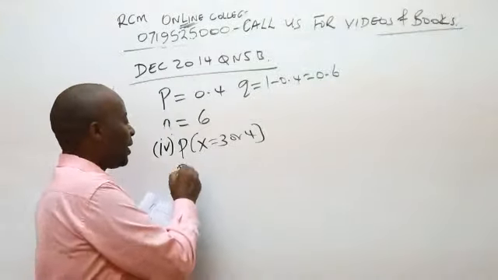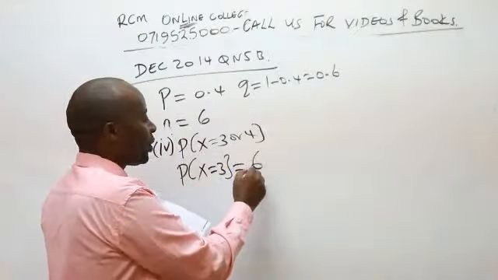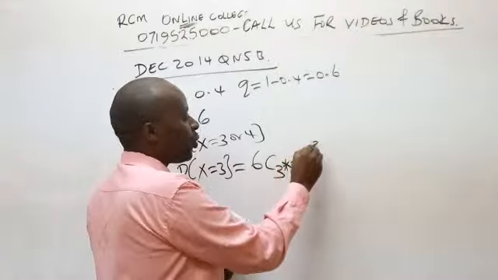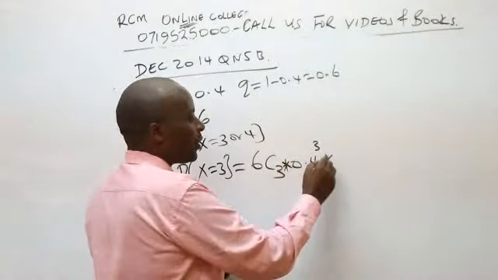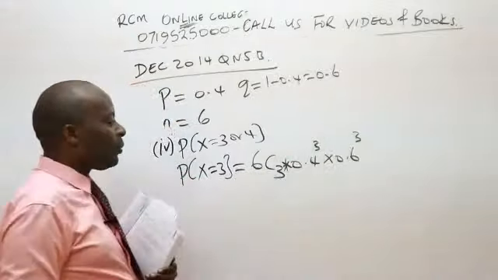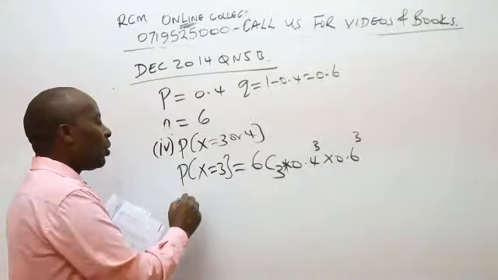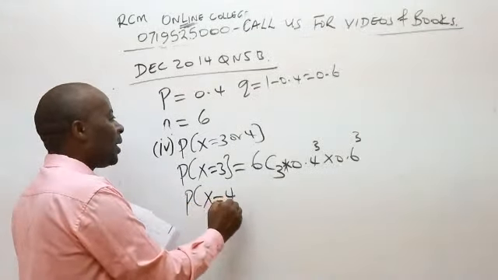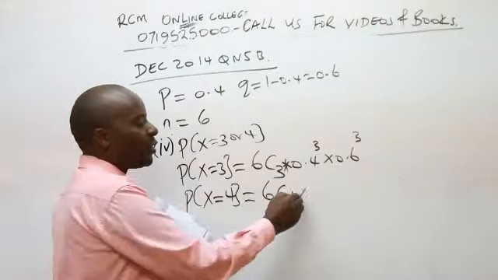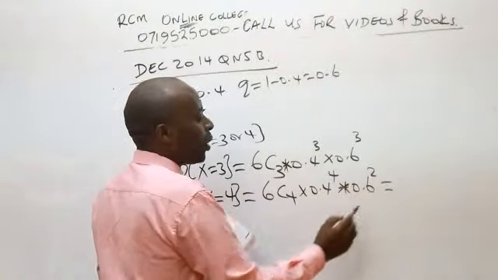So probability of X being equal to 3. This will be n, which is still 6, combination 3 times 0.4 raised to X, which is 3, times 0.6 raised to the balancing figure. Given that the 2 powers must add up to 6, the balancing power will be 3 there. And then I'll look for probability of X being equal to 4, which will be 6 combinations 4 times 0.4 raised to 4 times 0.6 raised to 2.